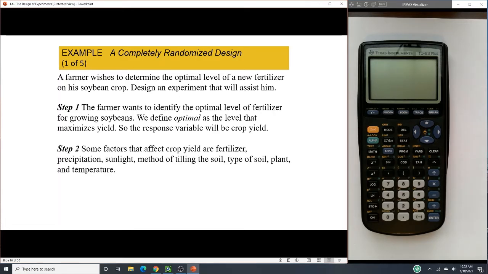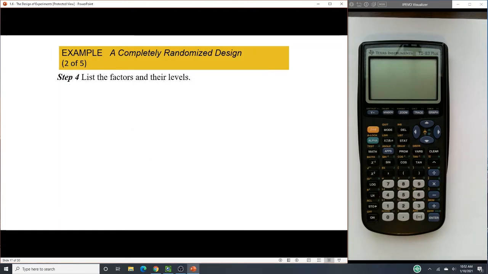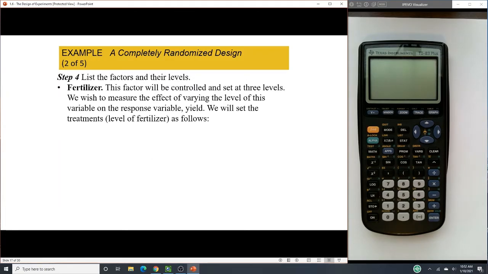Step 2, some factors that affect it are going to be precipitation, meaning rain, the amount of sunlight, the method of tilling the soil, type of soil, plant, and temperature. In this experiment, we're going to do 60 soybean plants. Okay. Now list the factors and their levels. Okay, so fertilizer. This factor will be controlled and set at all 3 levels. All right, so we're going to look at 3 different levels here of fertilizer and see what's happening with them, which one's going to give us the best yield.